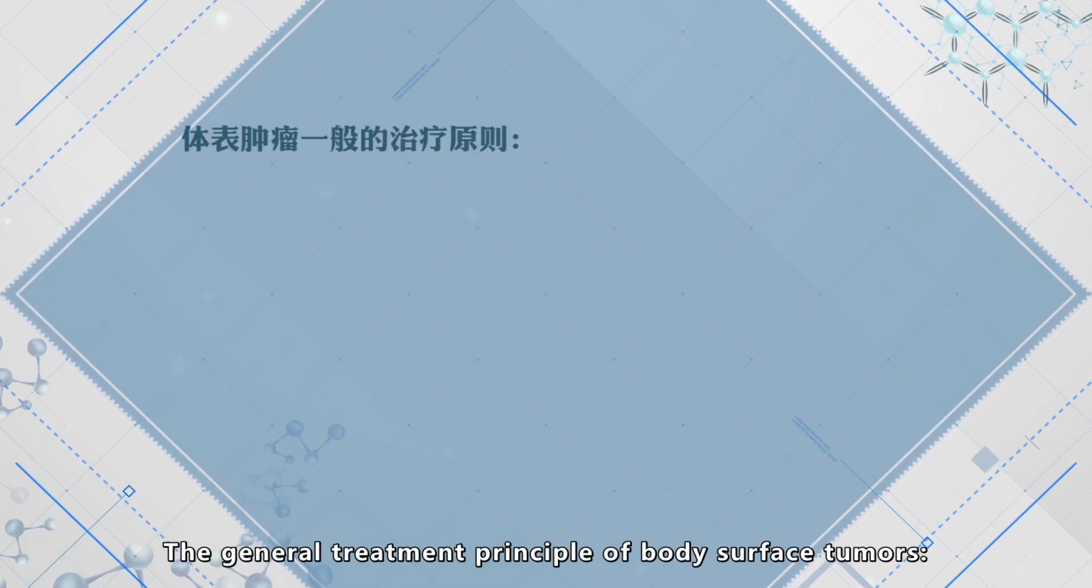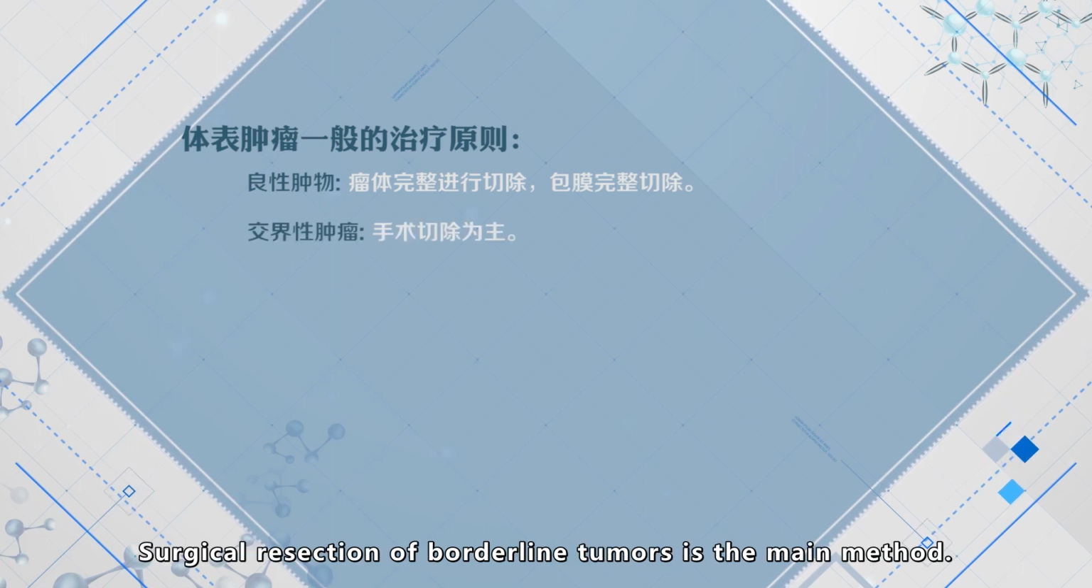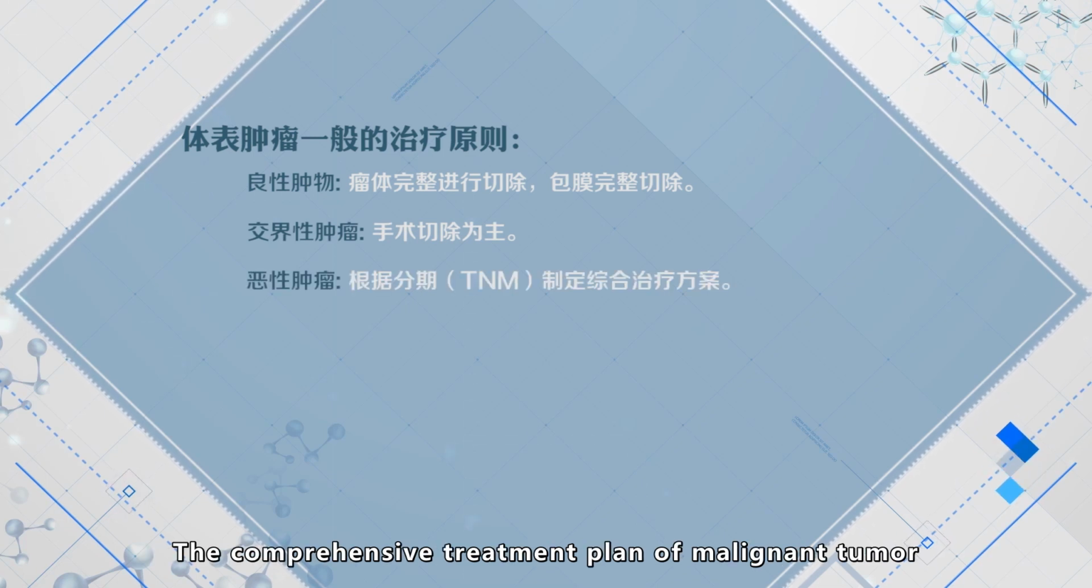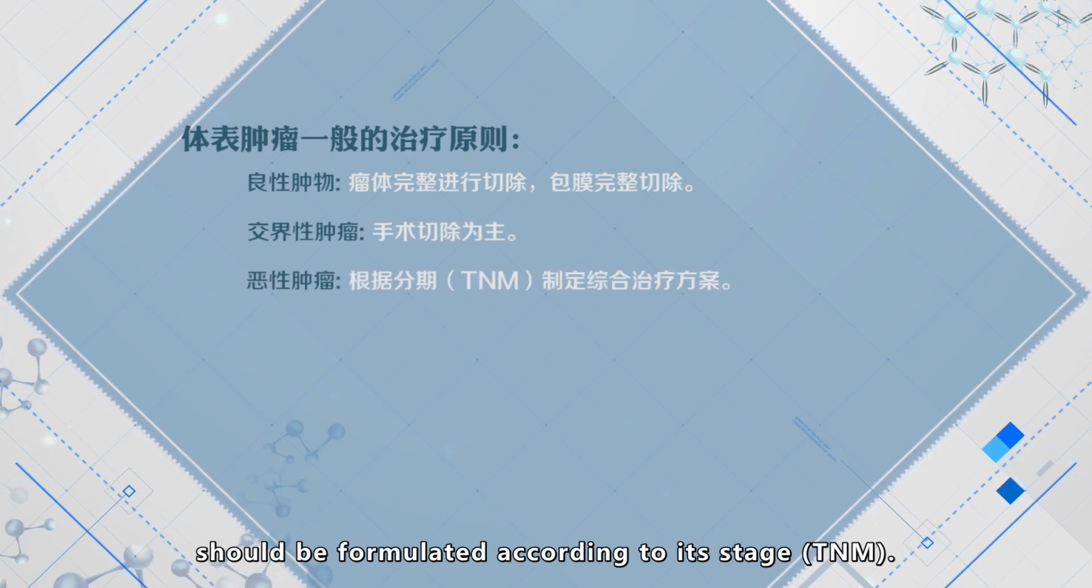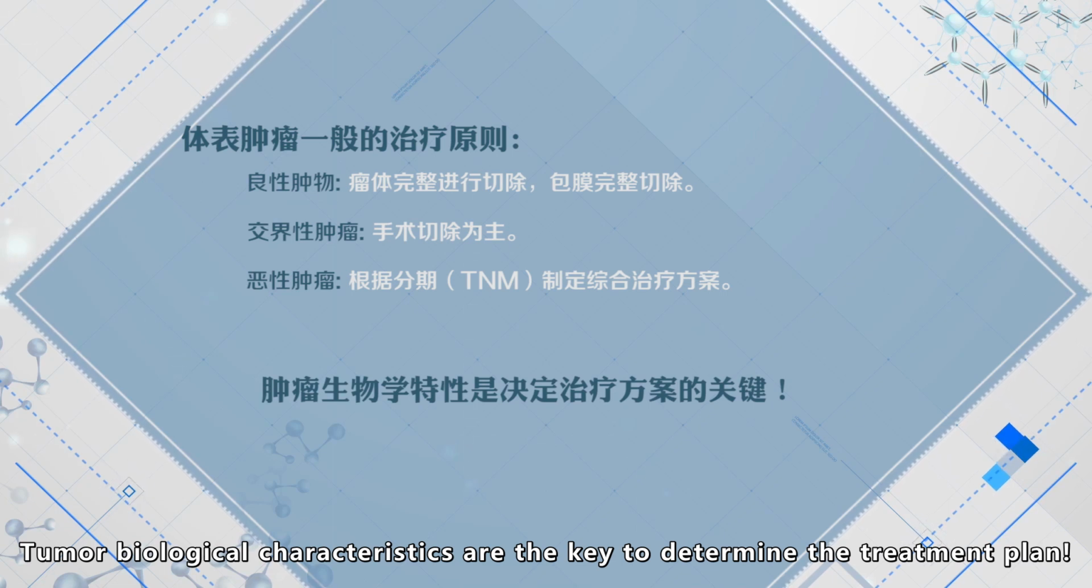The general treatment principle of body surface tumors is that benign tumors are completely removed along with the capsule. Surgical resection of borderline tumors is the main method. The comprehensive treatment plan of malignant tumors should be formulated according to their stage. Tumor biological characteristics are the key to determining the treatment plan.